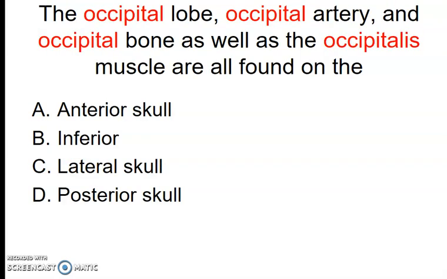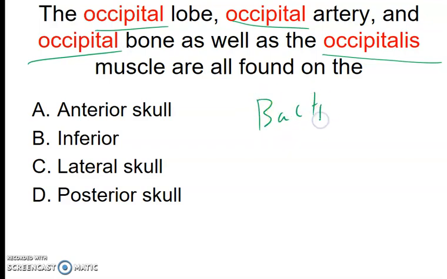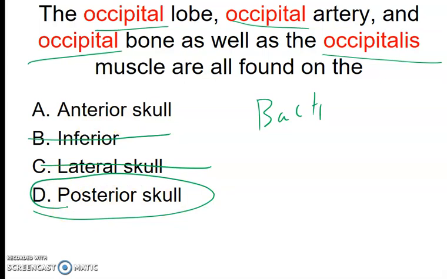The occipital lobe, occipital artery, occipitalis muscle are all where on the skull? Now notice I'm combining two things, the regional anatomy, occipital, and directional terms. So occipital is back. Which one of these means back? No. It's posterior. Remember, your teacher's parents threatened to whip his posterior. And I cannot imagine either of my parents actually committing violence, by the way.